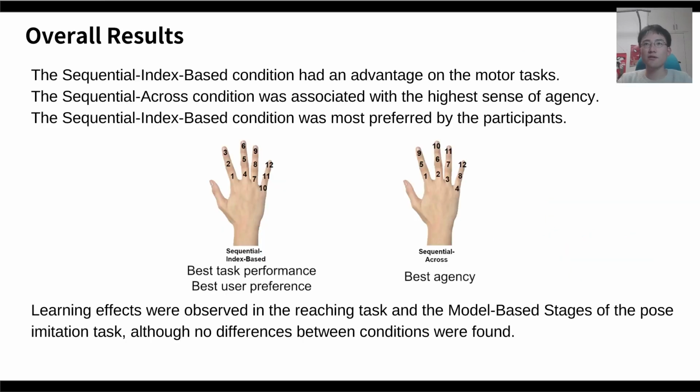In general, the results indicated that the sequential index-based condition had an advantage in the motor tasks, and the sequential across condition was associated with a higher sense of agency, and participants preferred the sequential index-based condition. Learning effects were observed in the reaching task and the model-based stages of the post-imitation tasks. Also, no differences between conditions were found.